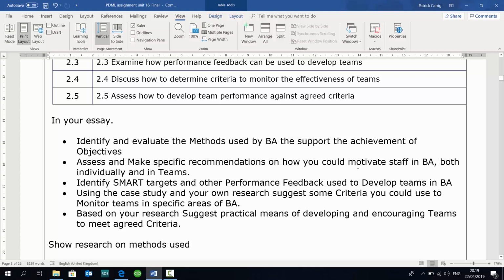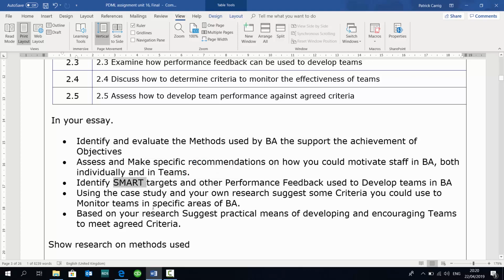So give your viewpoint. Is it bonuses? Is it feedback? Again, build on the course material. Okay. Identify the SMART targets: specific, measurable, achievable, realistic, relevant, timely, the targets and other performance feedback used to develop teams in BA. So try and see if you can find how they monitor it and control it, and use the case study and your own research.